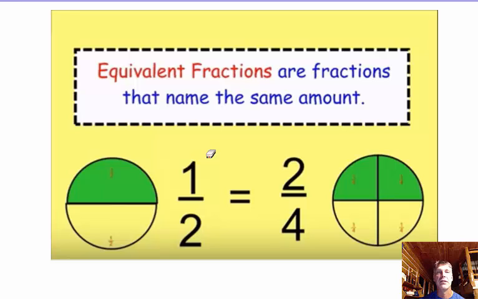Equivalent fractions. You want to write this down now. Equivalent fractions are fractions that mean the exact same amount, same space, but they're different fractions. So let's look at that. 1/2 and 2/4 are different fractions, but they equal half of a circle. Just 2/4 has a few more cuts in it, but this shaded part is still the same. So again, equivalent fractions are different fractions that represent the same amount.